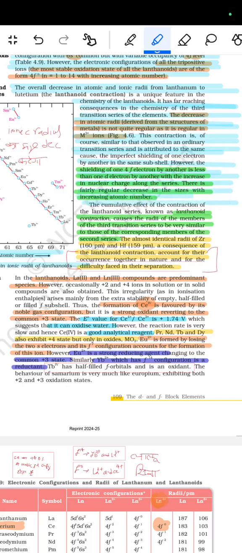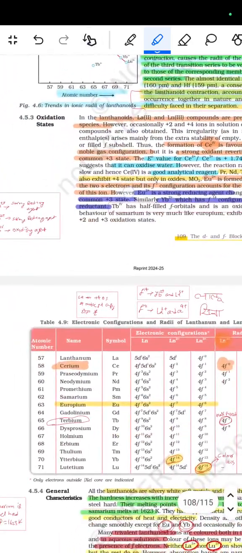The cumulative effect of the contractions of the lanthanoid series, known as the lanthanoid contraction, causes the radii of the members of the third transition series to be very similar to those of the corresponding members of the second series. The almost identical radii of zirconium and hafnium, 159 picometer, a consequence of the lanthanoid contraction, account for their occurrence together in nature and for the difficulty experienced in their separation. Then comes oxidation state.